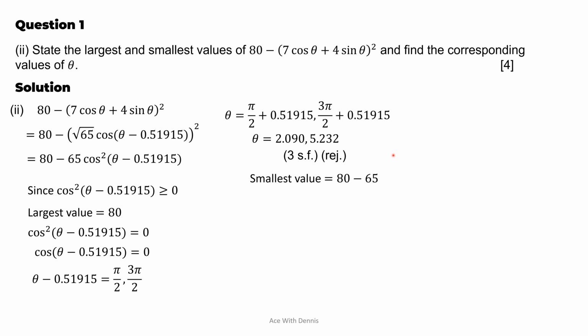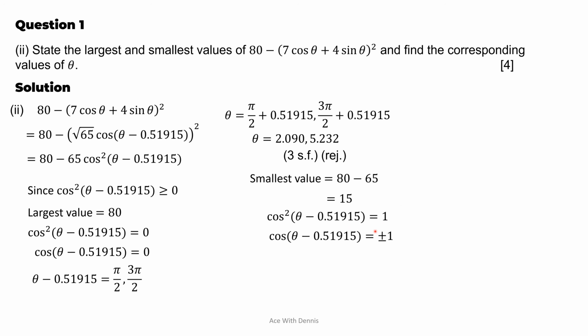Okay, next we move on to find the smallest value, which is 80 minus 65, because if you look at this expression, 80 minus 65 cosine square, the angle, right? So this value, the largest it can go is 1. So 65 times 1, so the smallest value becomes 80 minus 65, which gives us 15. And as I mentioned just now, cosine square theta minus 0.51915 is equal to 0.